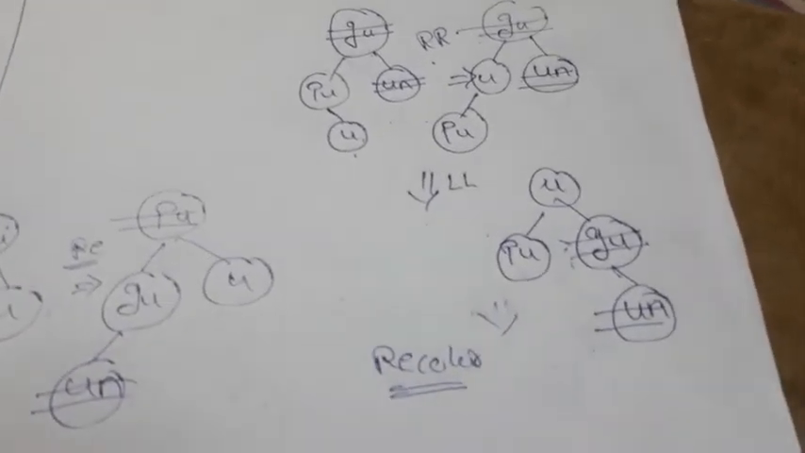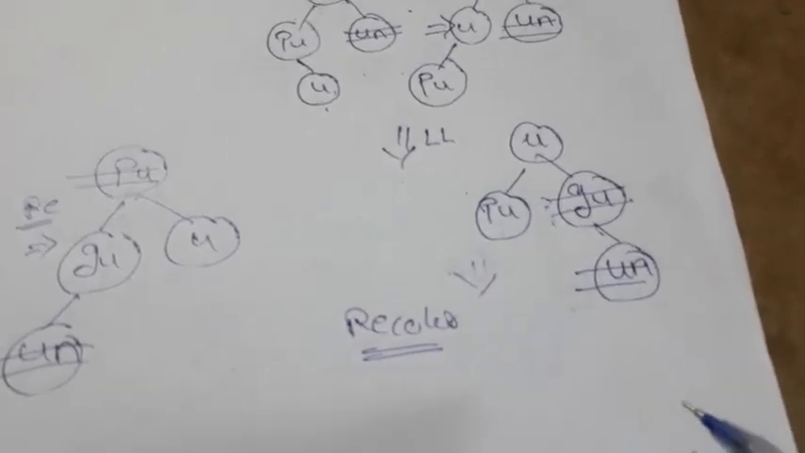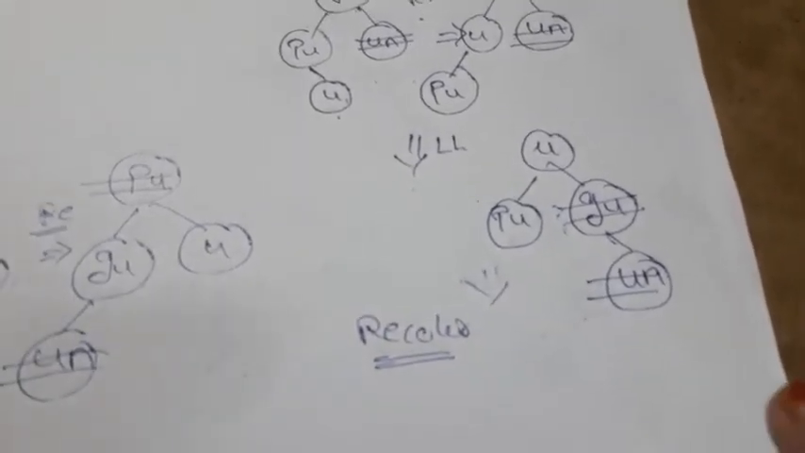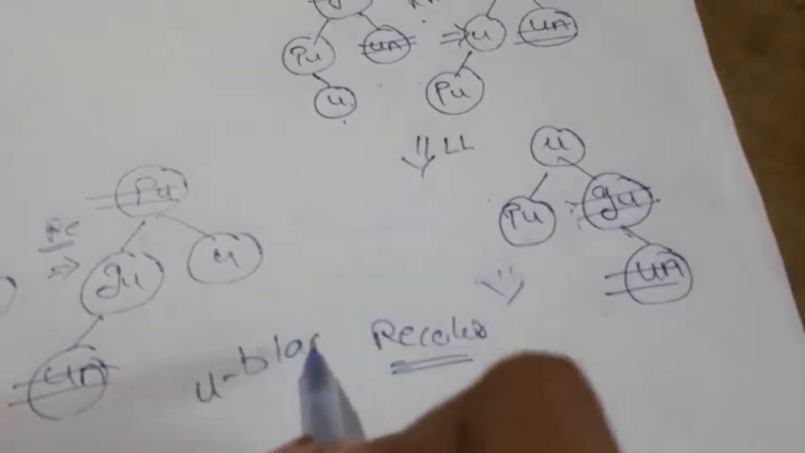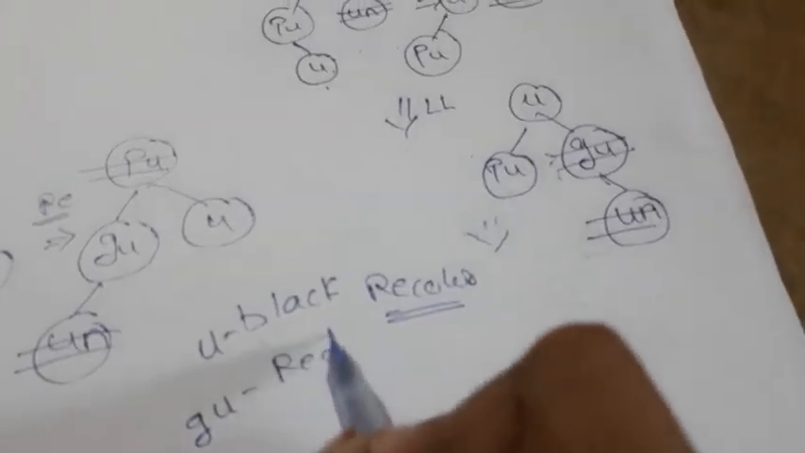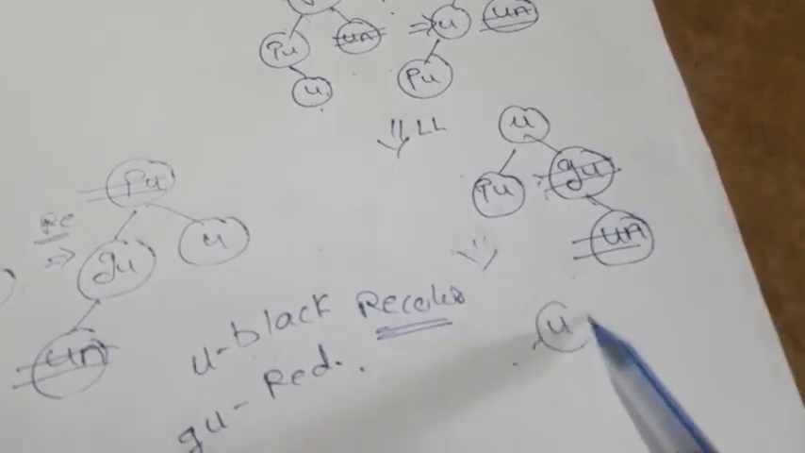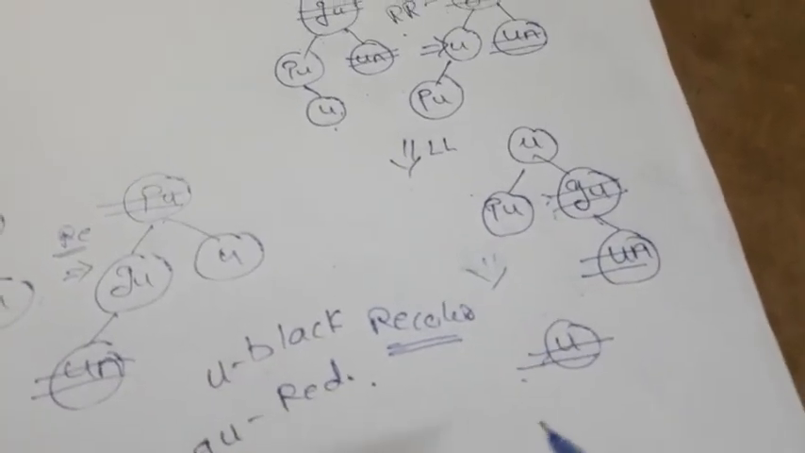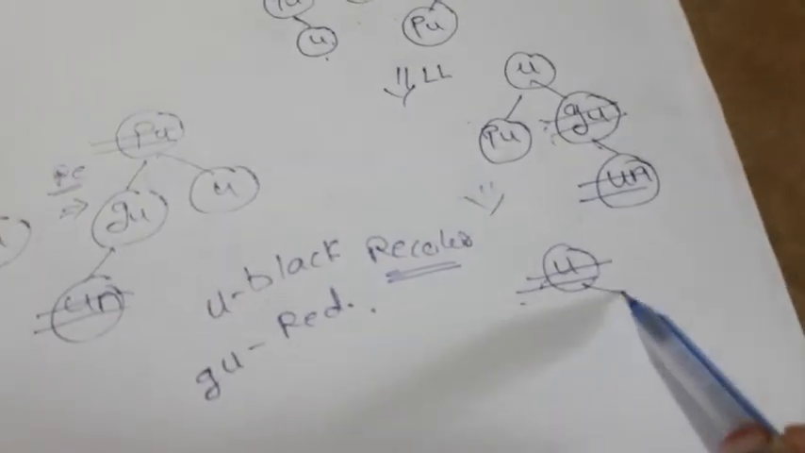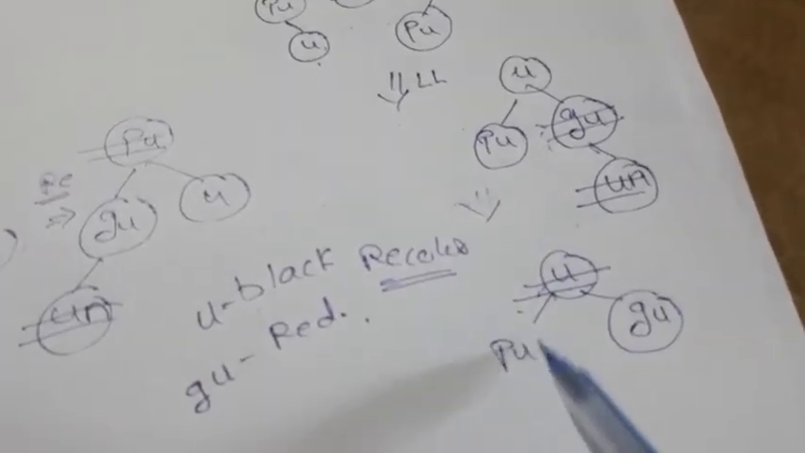Now how do I apply recoloring? Which nodes do I have to change? In LRB and RLB, I have to change U to black and GU to red. So where is U here? Here is U, and I change this U to black and this GU to red. Again the remaining colors are as they are.